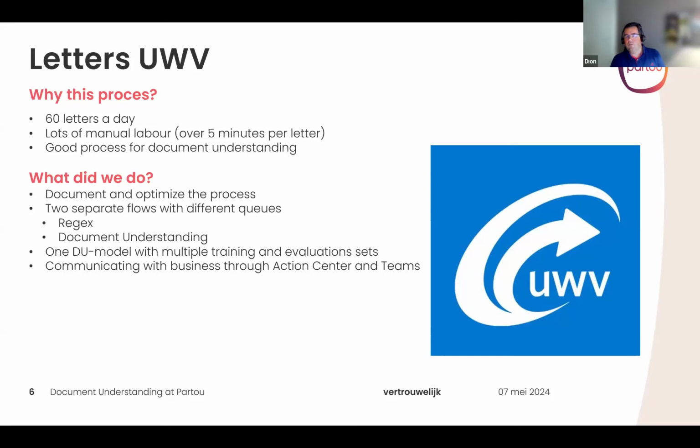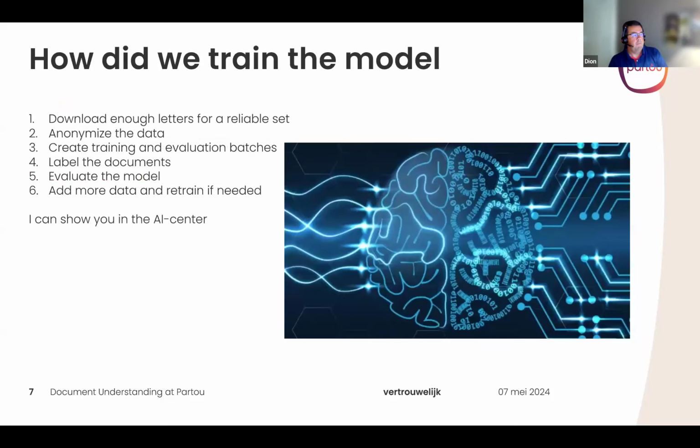With the semi-structured or unstructured documents, we used document understanding. We built one document understanding model with 6 or 7 different training and evaluation sets in it. And we decided that it was best to communicate to the business with the Action Center from UiPath and Teams messages. I'll go a little bit more in detail about that in the next couple of slides.